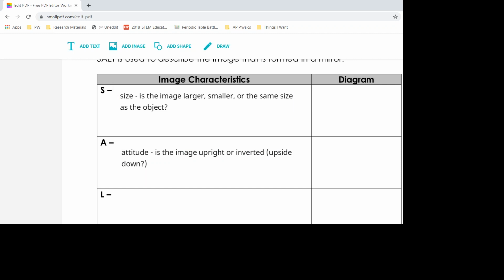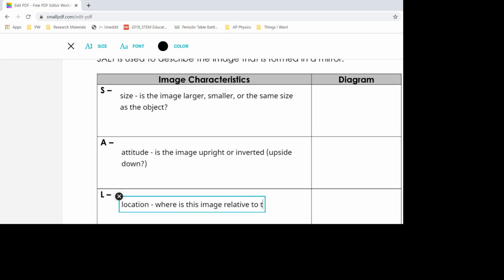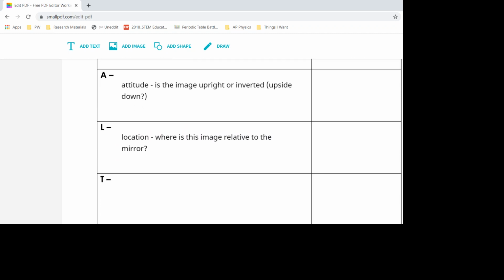Now we'll do another one. We've got L down there, and L stands for location of the image. So where is this image relative to the mirror? And our last letter of the acronym is going to be the type of image.